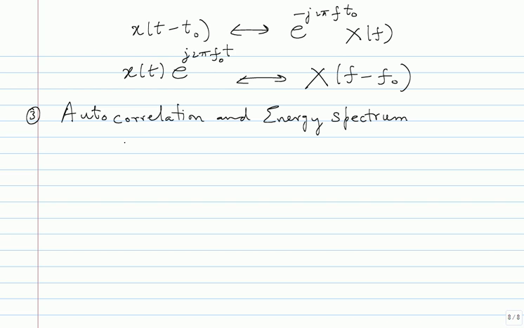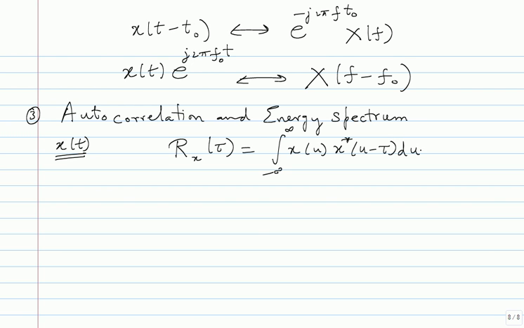So you have an x of t. How do you define the autocorrelation? You have x of t being a time domain deterministic function. The autocorrelation evaluated at tau. You don't use t usually, you say tau just to differentiate it from t. It is the integral from minus infinity to infinity of x of u times x star of u minus tau du.